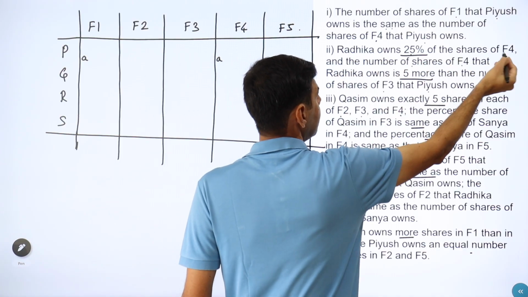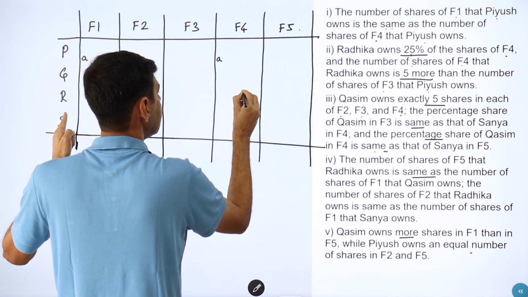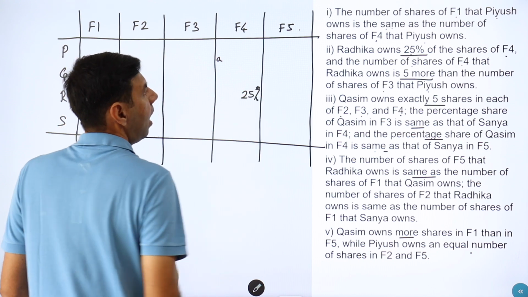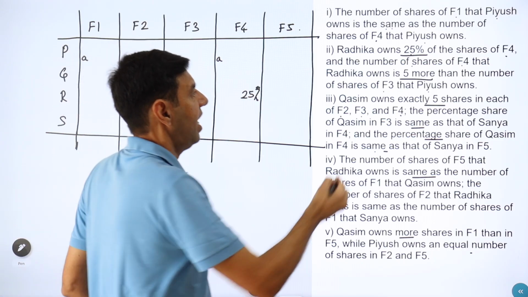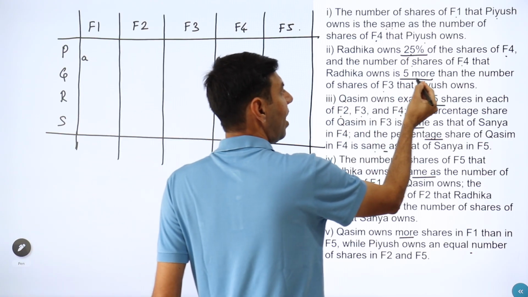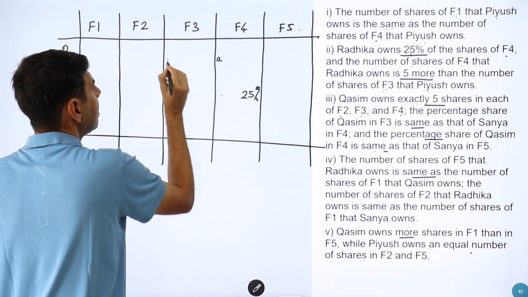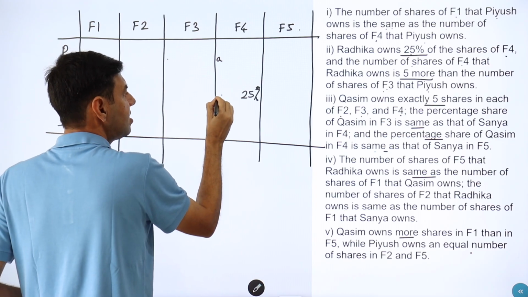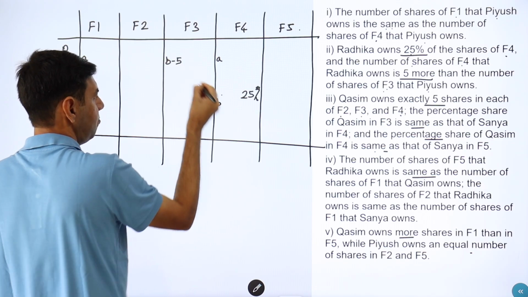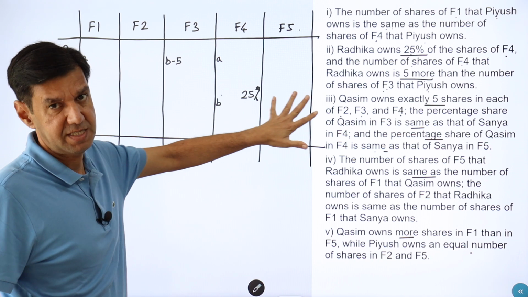Radhika owns 25% of shares of F4. Radhika F4 percentage, I'll write to the right, 25%. Okay, great. So the number of shares of F4 that Radhika owns is 5 more than the number of shares of F3 that Piyush owns. So Piyush is coming 2 times already. If this number is 5, this will be 5 less. Radhika owns 5 more.